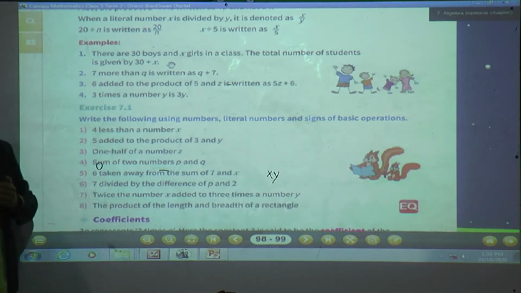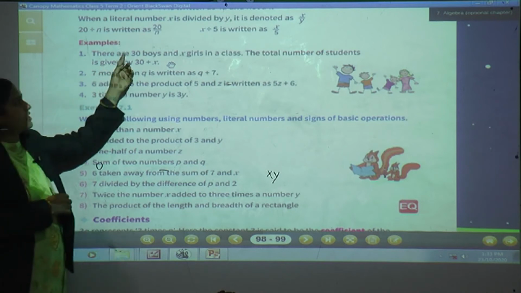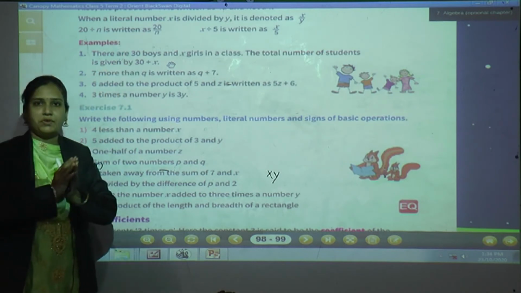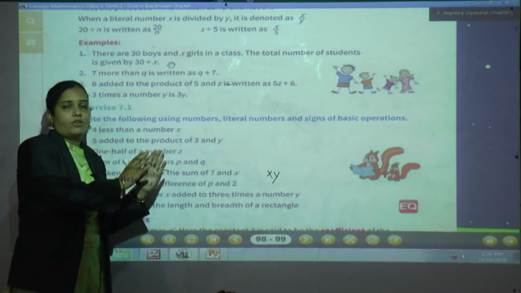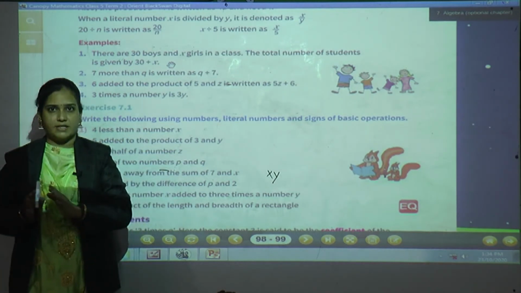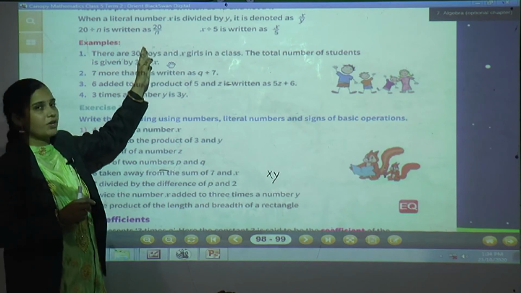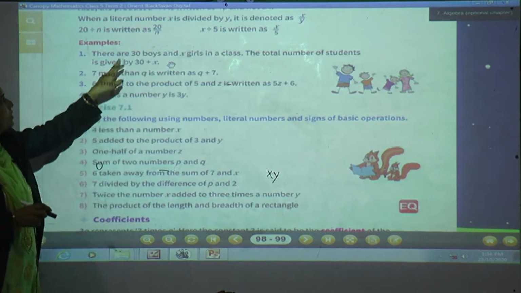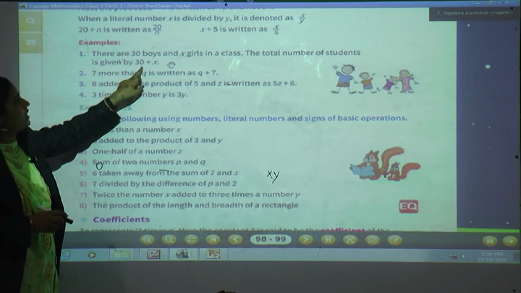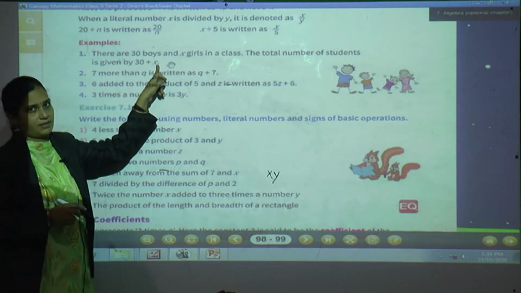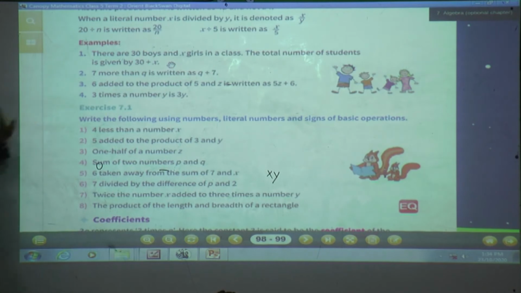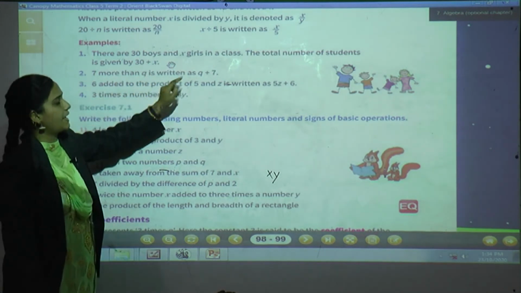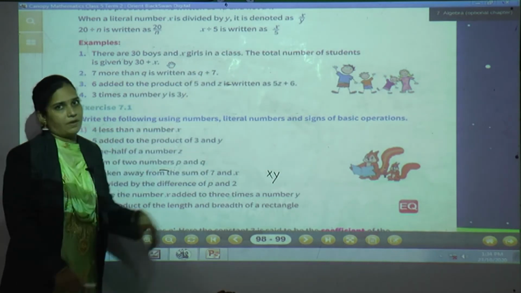In arithmetic, for calculating the total students, we usually add the number of boys and the number of girls. Here they have given us only the boys and a letter for the girls, so just write 30 plus x. Understood? Now 7 more than q is written as q plus 7.